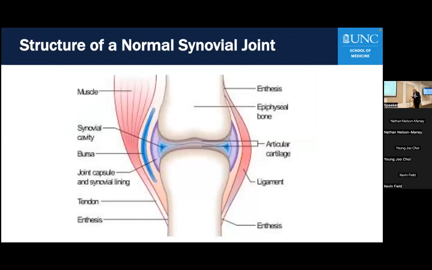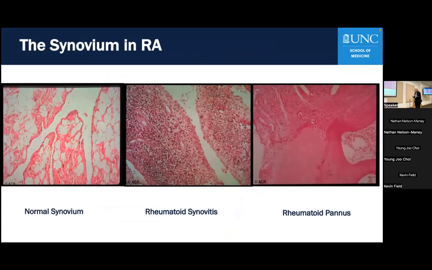So this is going to be review. This is the structure of a normal joint, and you can see we've got the bones, we've got the cartilage sitting on top of the bones. Inside here, we have the synovial cavity. And the synovial cavity is very important because probably the first place where there's something abnormal happening in rheumatoid arthritis is in the synovial lining. And I'm going to show you some pictures.